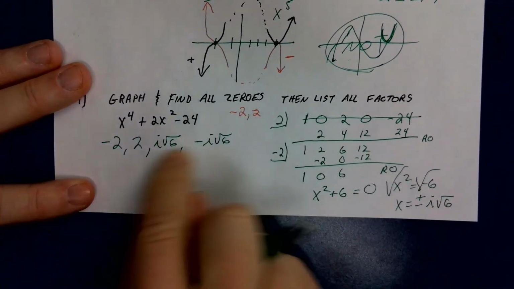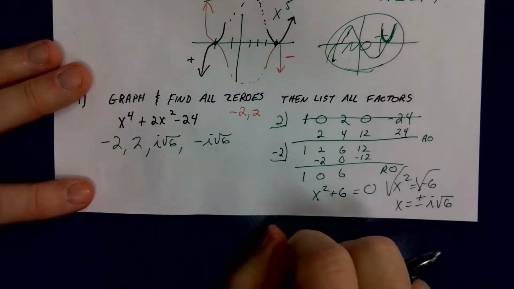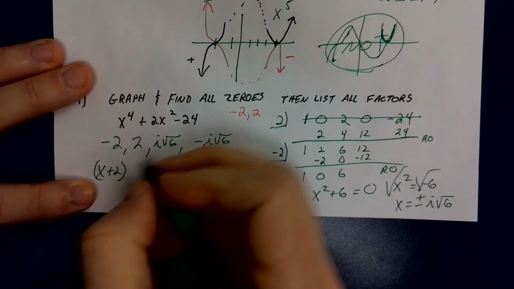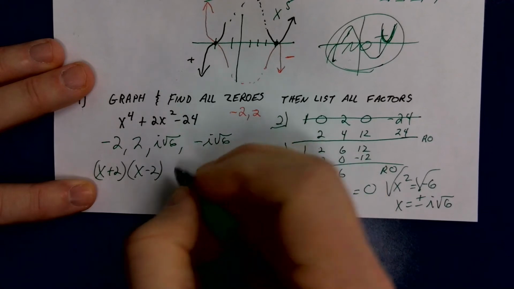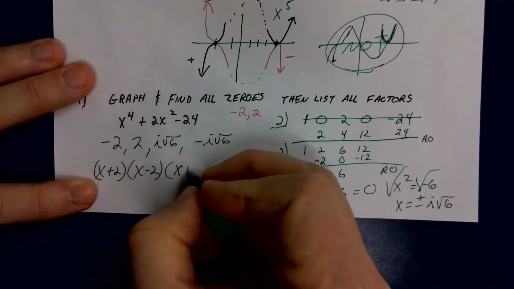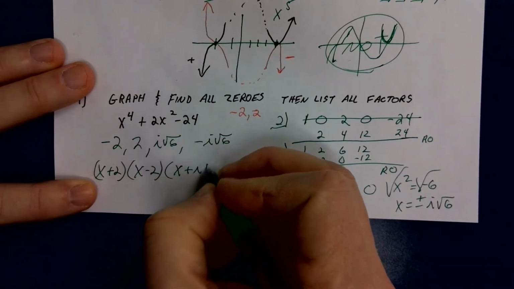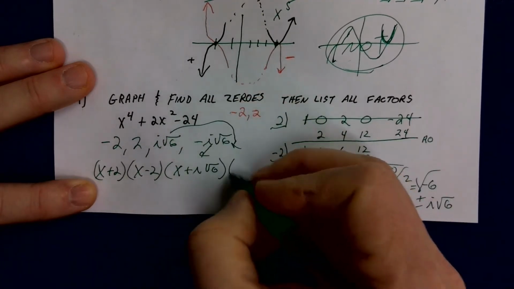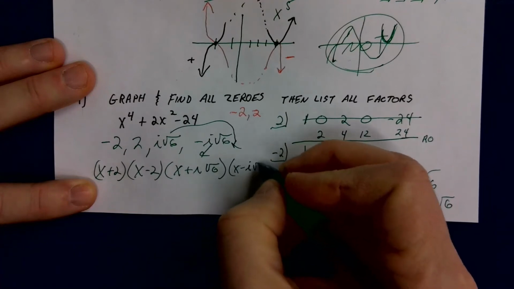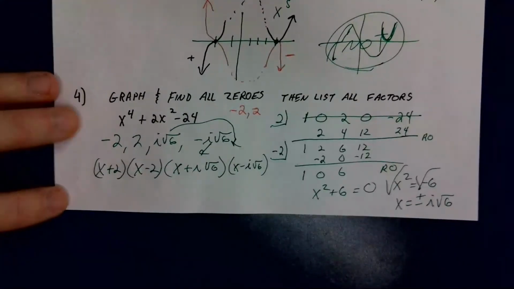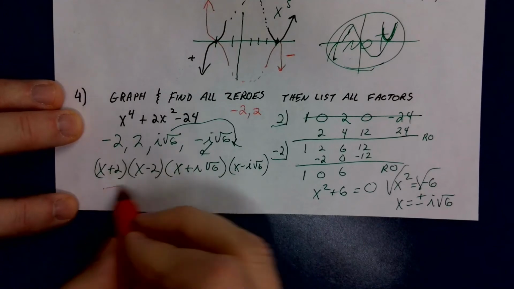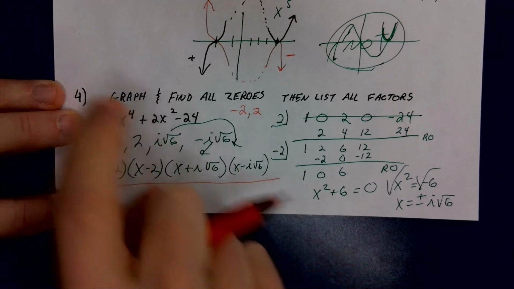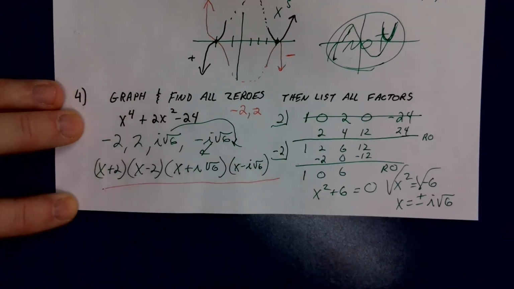And you can see the imaginary ones had to come in pairs. Yay! My factors are then x plus 2, x minus 2, x plus i root 6, that's for that one, and x minus i root 6 for that one. And surprisingly, as it may seem, if I multiplied those 4 things together, and I took the time to do that, I would get x to the 4th plus 2x squared minus 24.